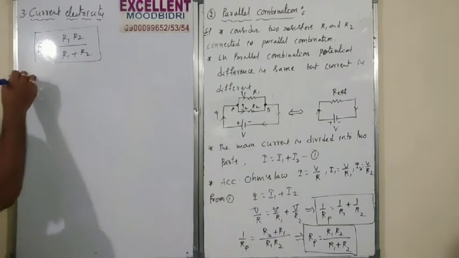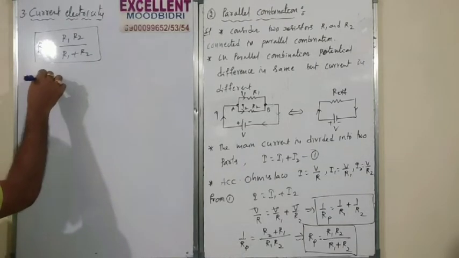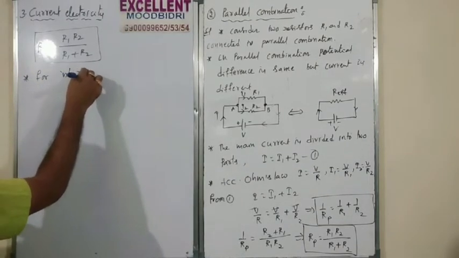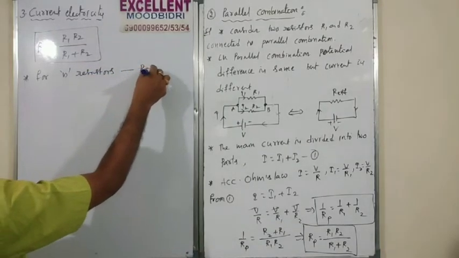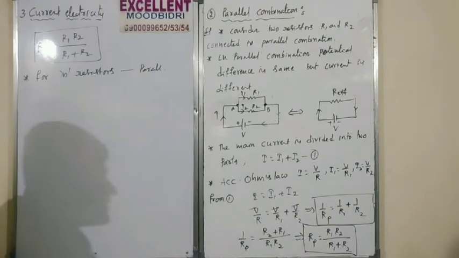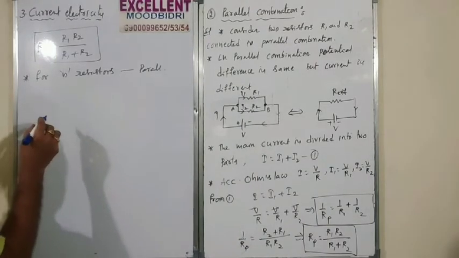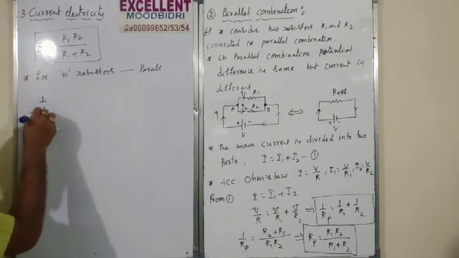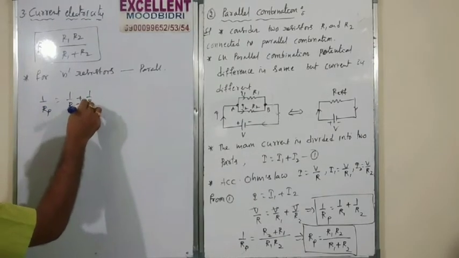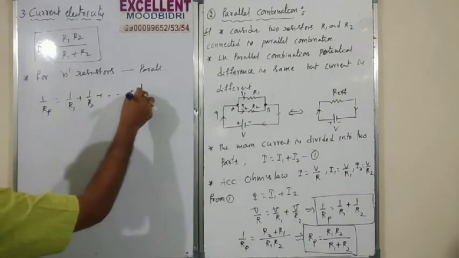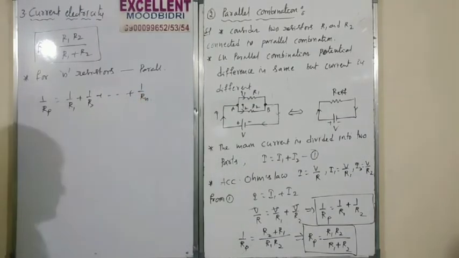If I have N resistors connected in parallel combination, all having different resistances, then 1 by Rp is equal to 1 by R1 plus 1 by R2 plus, and so on, 1 by Rn.